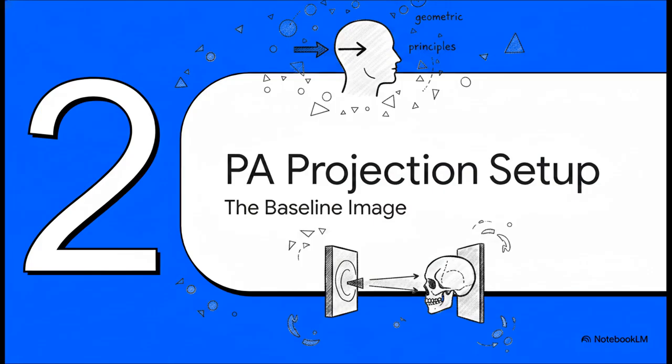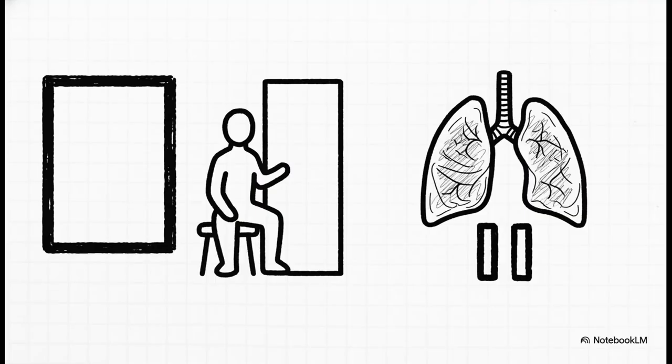Moving on to Section 2, the PA projection setup. All right, now that we know our landmarks, we're going to start with our baseline, the standard PA, or posterior-anterior projection. That just means the beam travels from the back of the head to the front.